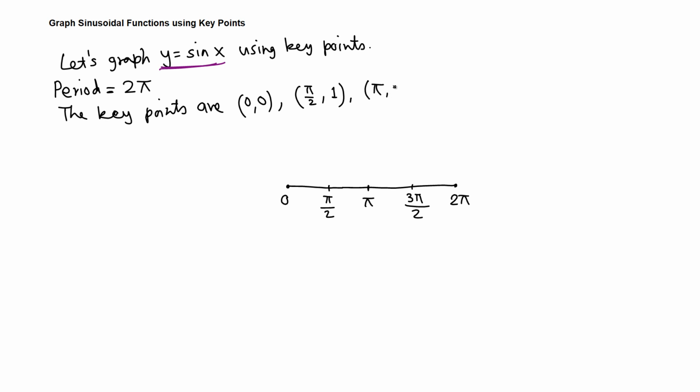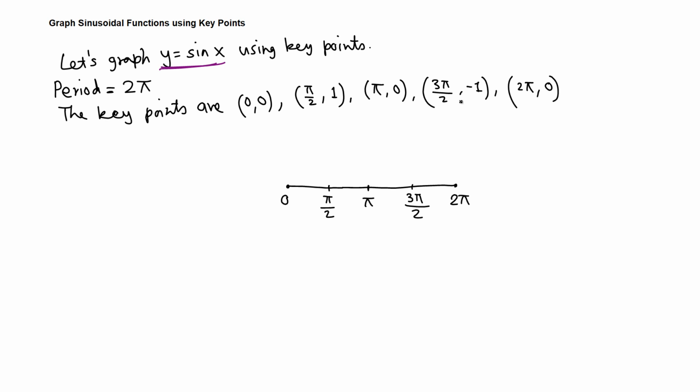Then 3 pi over 2, sin 3 pi over 2, that's negative 1. And finally 2 pi, plug in here, sin 2 pi, which is 0.